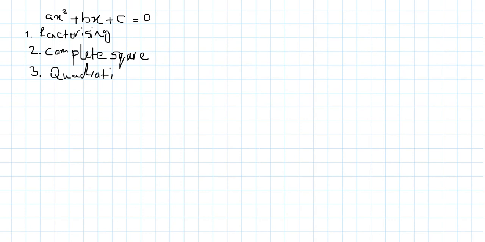Okay, let's solve some examples and we know it better. Start with factorizing. I have this equation: x squared minus 5x plus 6 equals 0. Okay, I want to know if I can factorize by some ways.